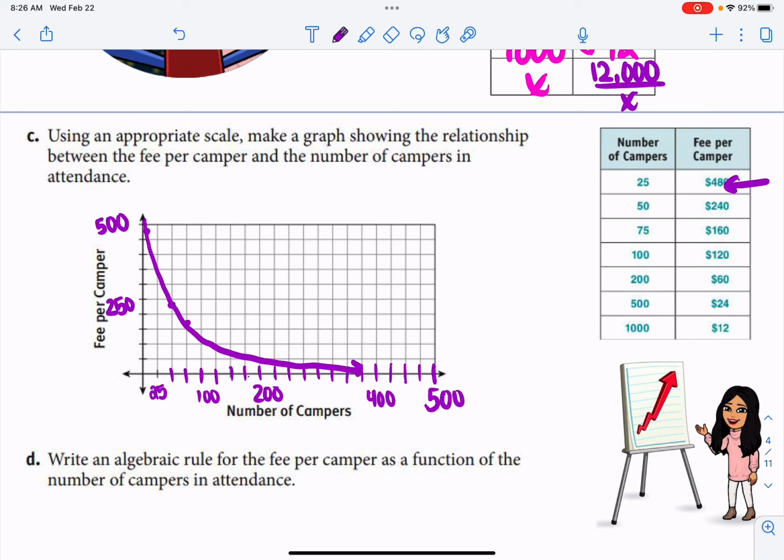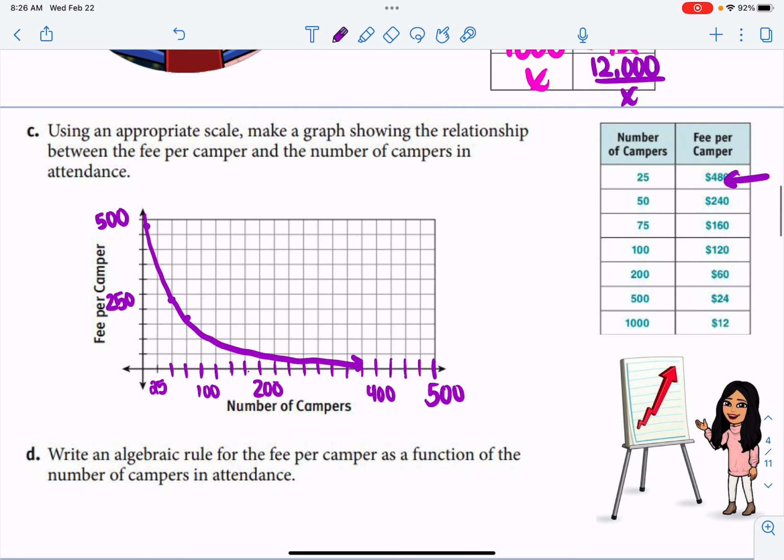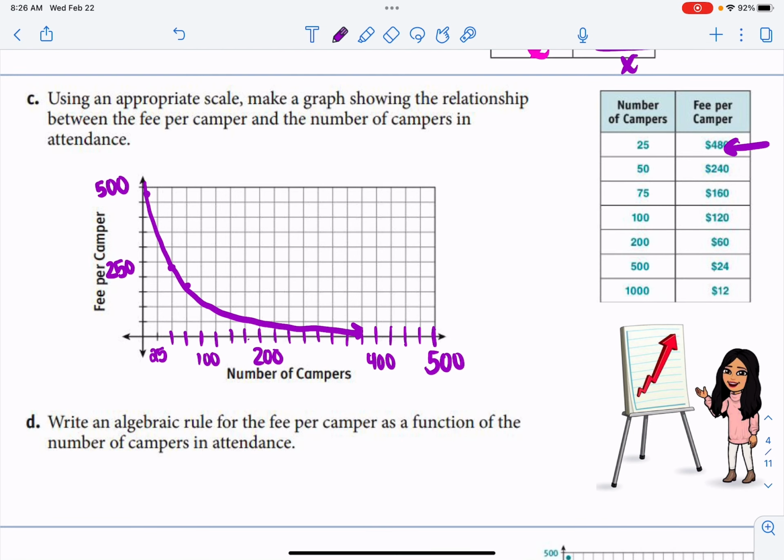So obviously we can graph the points and we can find the pattern, but what we want to do is find an exact value, and with a graph there's a margin of error that we can have.